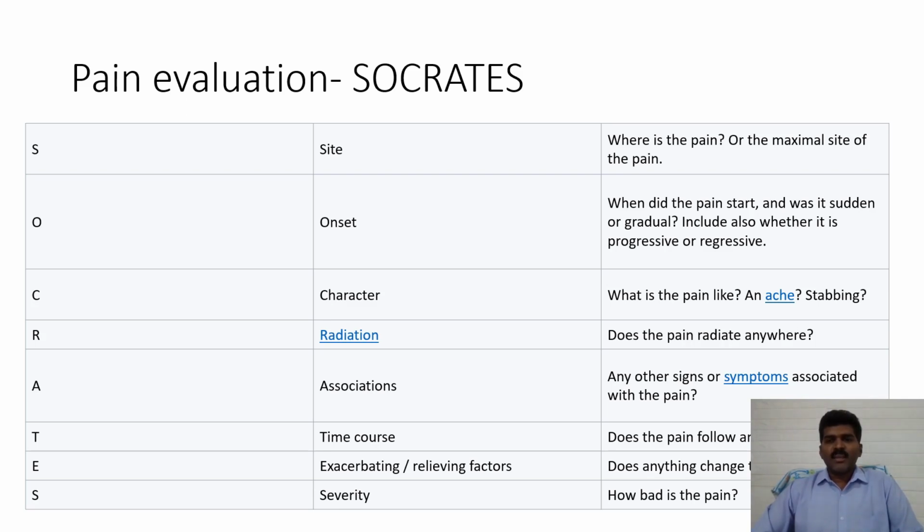R for radiation, does the pain radiate anywhere. A for associations, any other signs or symptoms associated with the pain. T for time course, does the pain follow a specific pattern of timing. E for exacerbating or relieving factors, does anything change the severity of the pain. And finally, S for severity, how bad is the pain. You can use the universal pain scales for evaluation of pain.